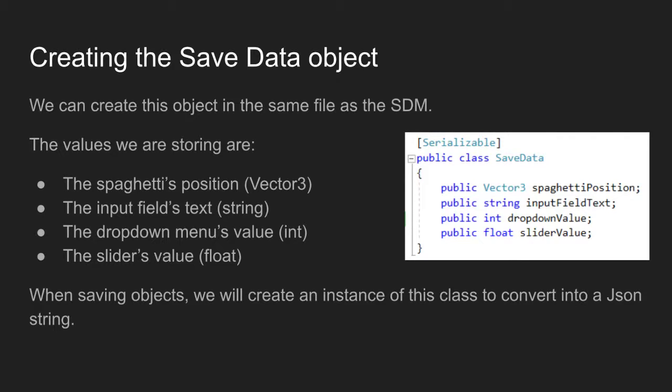Anyway, for example, I've made a new class called SaveData, and I used the Serializable attribute on it, which requires you to import System, or using System. Or if you don't want to do it, you can just type System.Serializable. And inside this class, I've stored a Vector3 for the position, a string for the input field value, an int for the drop-down value, and a float for the slider value.